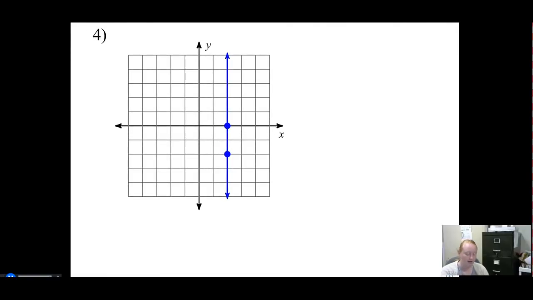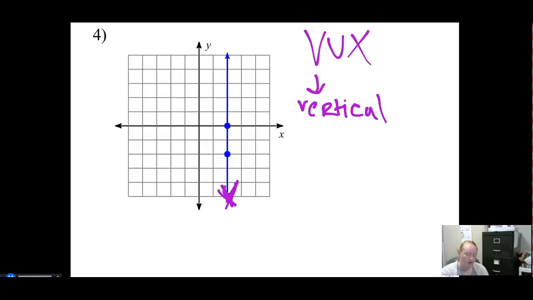Here I get a vertical line. This is a Vux, sorry. This is a Vux. My hint to you that it's a vux is that there is an arrow here that looks exactly like a V. So the V here means vertical. The U means undefined. The X means we are going to use an X equals.